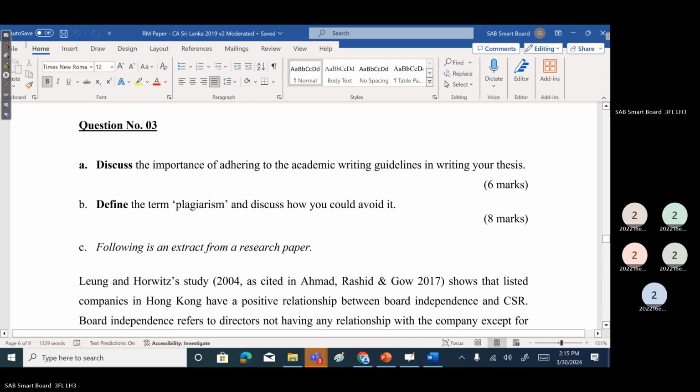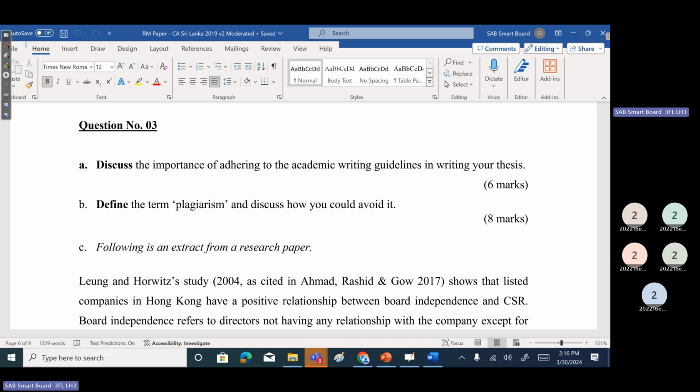Question number 3. Discuss the importance of adhering to academic writing guidelines in writing your thesis. What's the importance of adhering to academic writing guidelines, which I taught you in the morning? It will increase the clarity and consistency of your writing. It will minimize misunderstandings and will help to avoid plagiarism. Like this, several advantages are there. Why you should engage in proper academic writing.